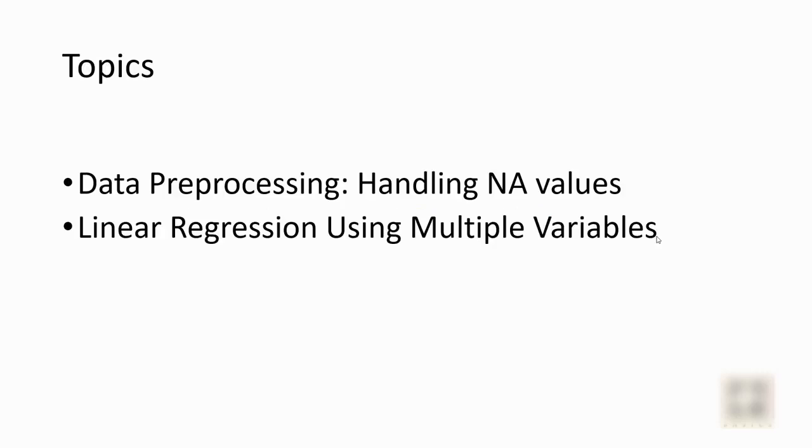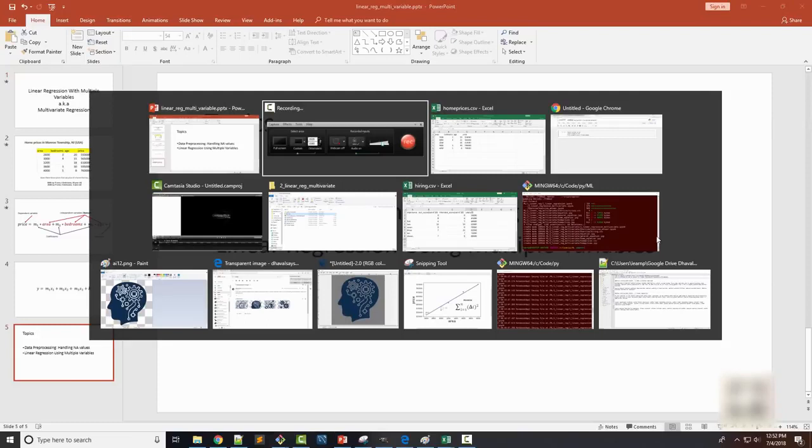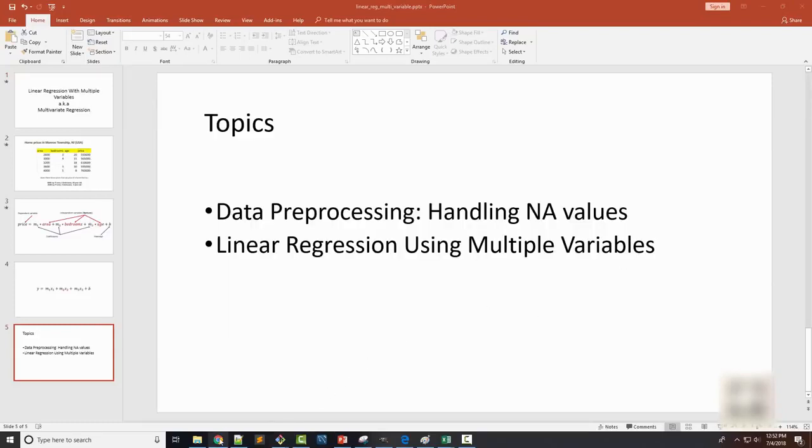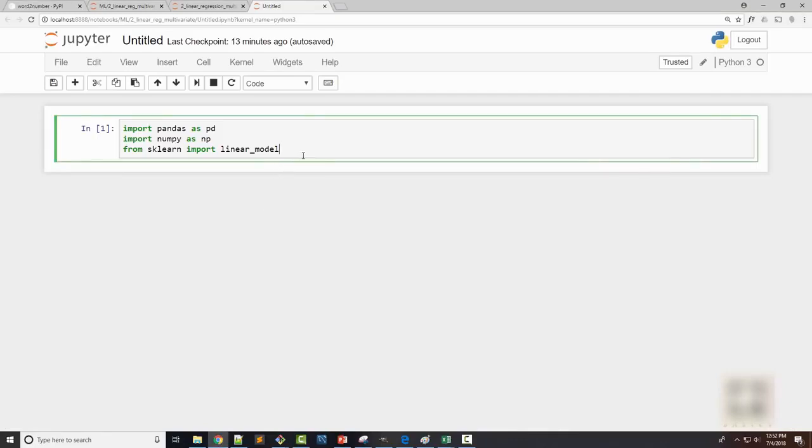Now the topics that we are going to cover during this tutorial are, first we'll look into how to handle that missing data point, and then we'll build a model in Python code. Alright, now let's go back to our Jupyter notebook. Jupyter notebook is something I'm using to write my code. You can use PyCharm or any other IDE of your choice.